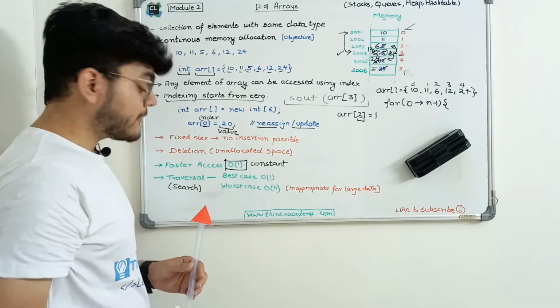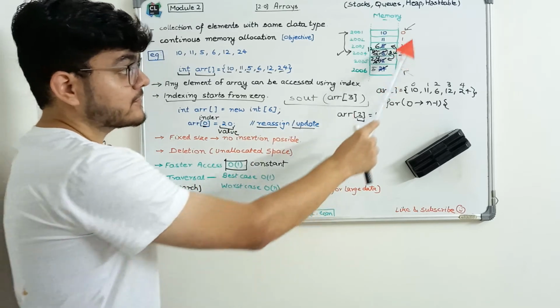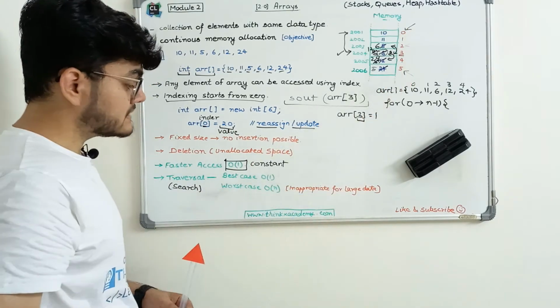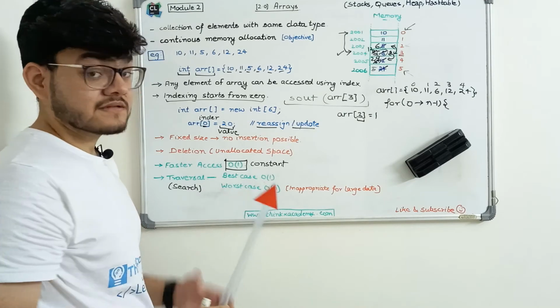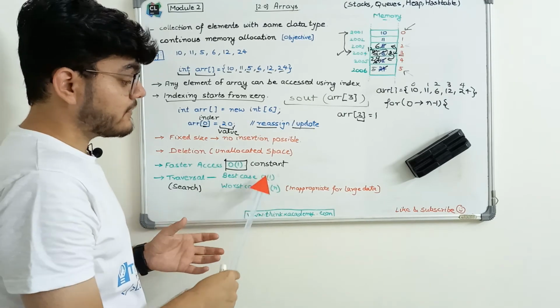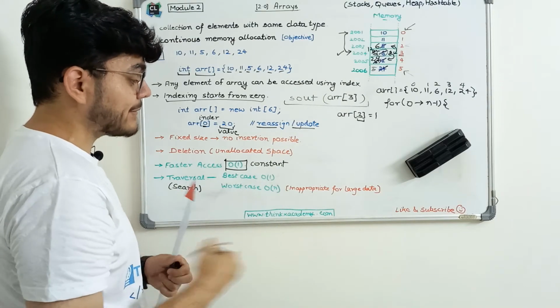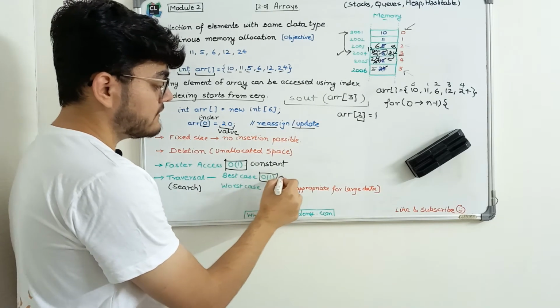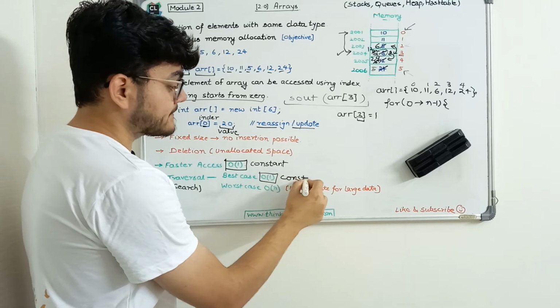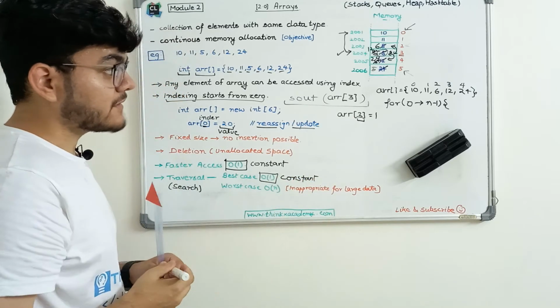So there is one more important thing, which is traversal. Let's say I want to traverse from one element to another. In the best case, which is when we have the element at the very first position, we are going to say that the best case time complexity is big O of 1, which is again a constant time complexity. But just think about the worst case.